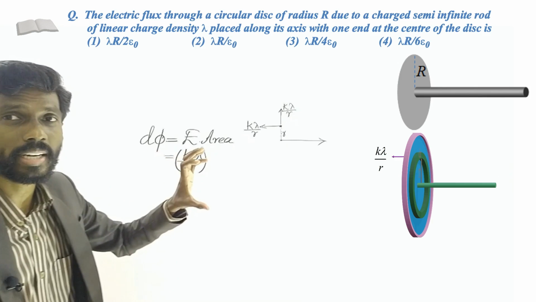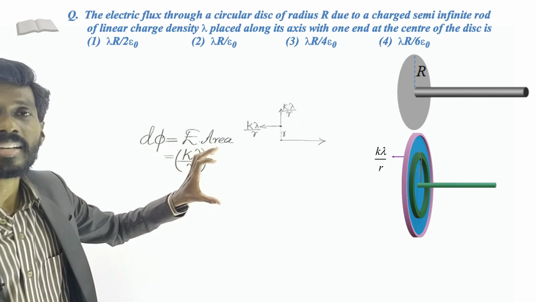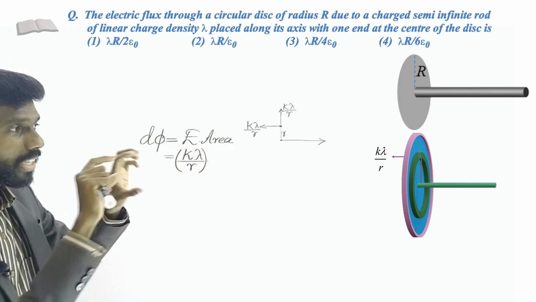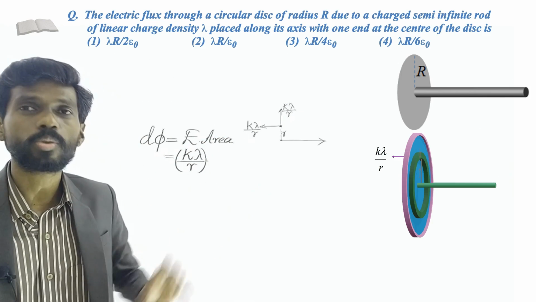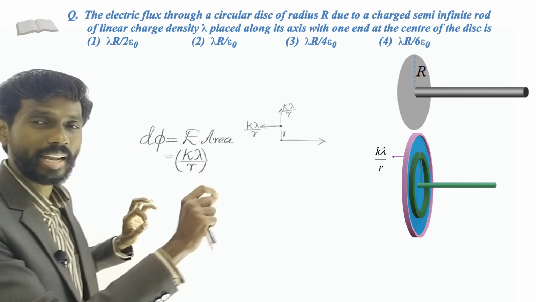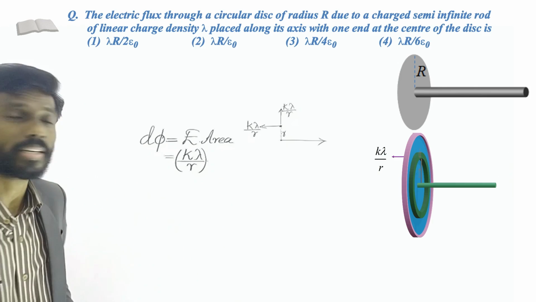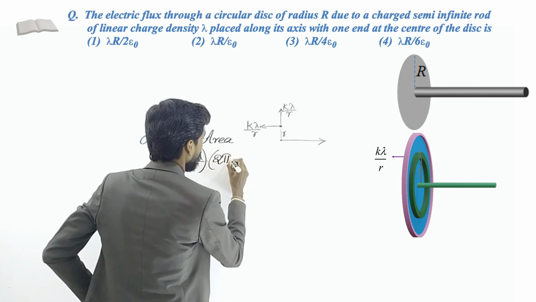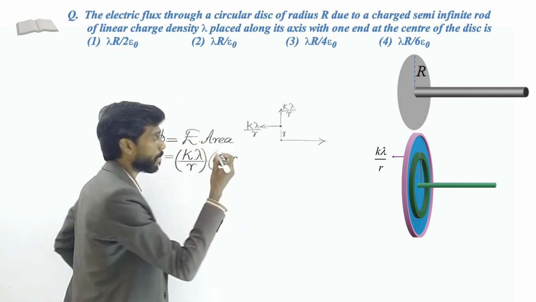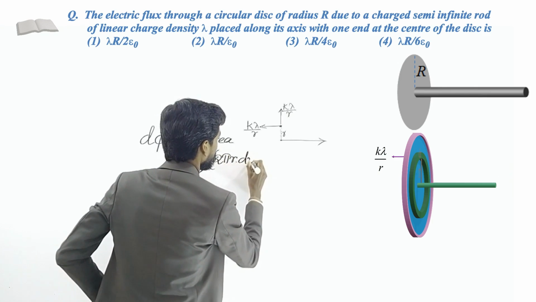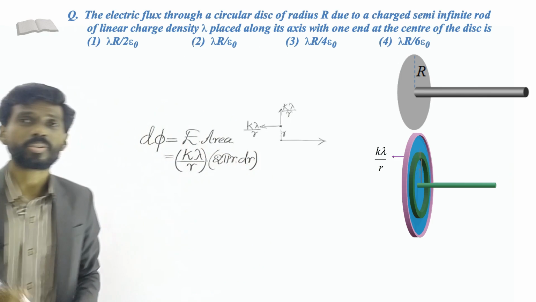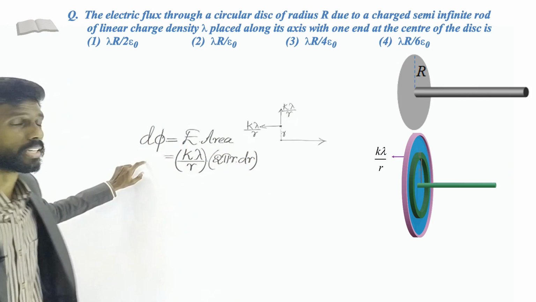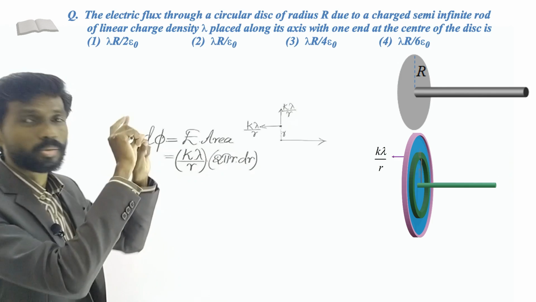And what is the height of the rectangle? That is the breadth, the thickness dr. So dr is the height and the length is 2 pi r. So what is the area? Length into breadth, 2 pi r multiplied by dr. You understand? So this is the required electric flux only due to that small elemental portion.